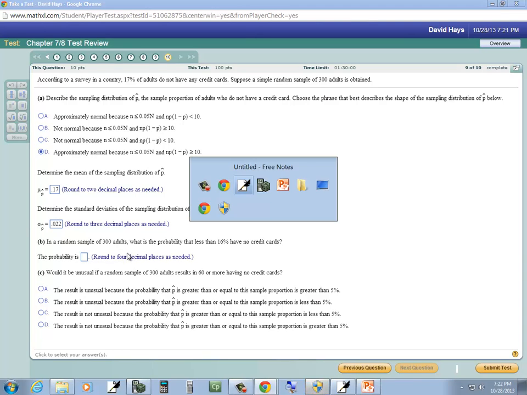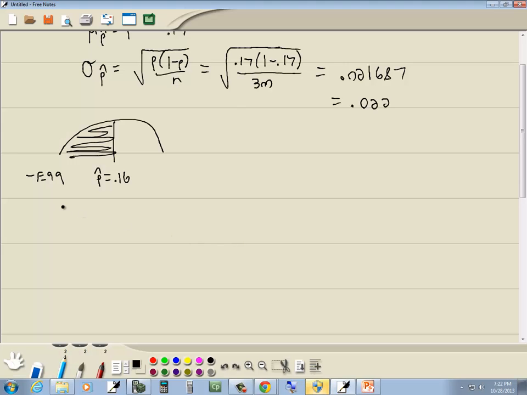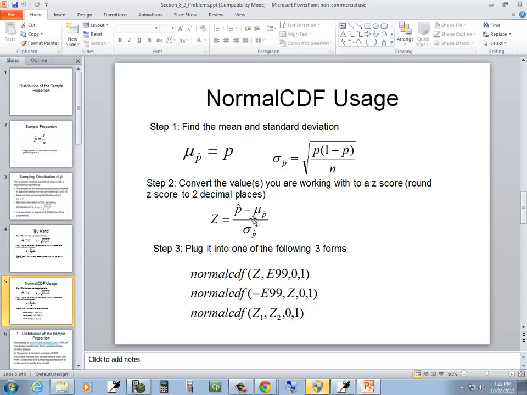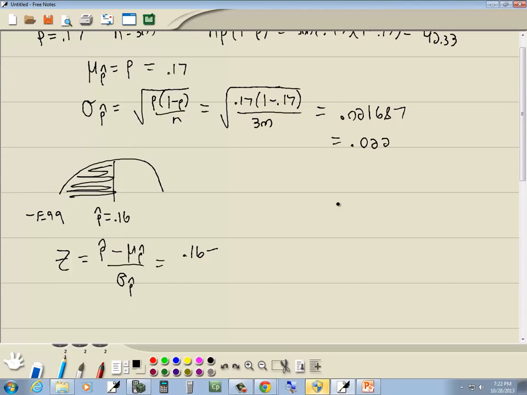Okay, so let's look at our step 1. Find your mean and standard deviation. We did that. Step 2 is we need to convert it to a z-score. So we got z is equal to p hat minus mu sub p hat over sigma sub p hat. I'm gonna go with the 3 decimal places for standard deviation. We may get it wrong though. P hat was 0.16 minus mu sub p hat, which is 0.17, over sigma sub p hat, which is 0.022.